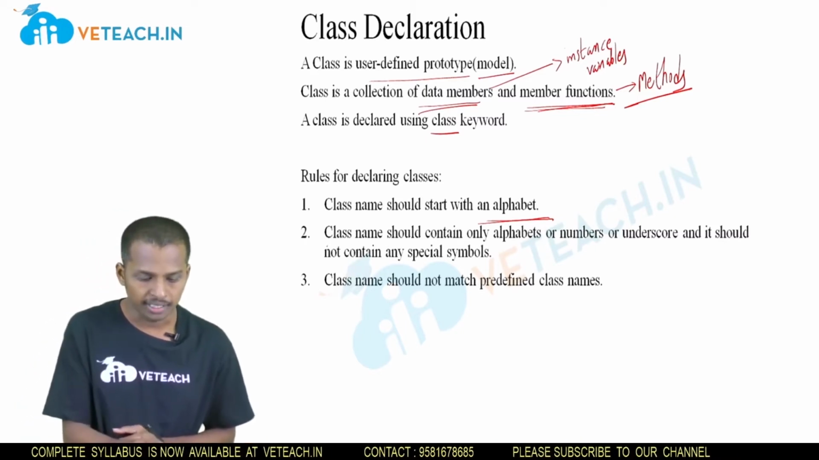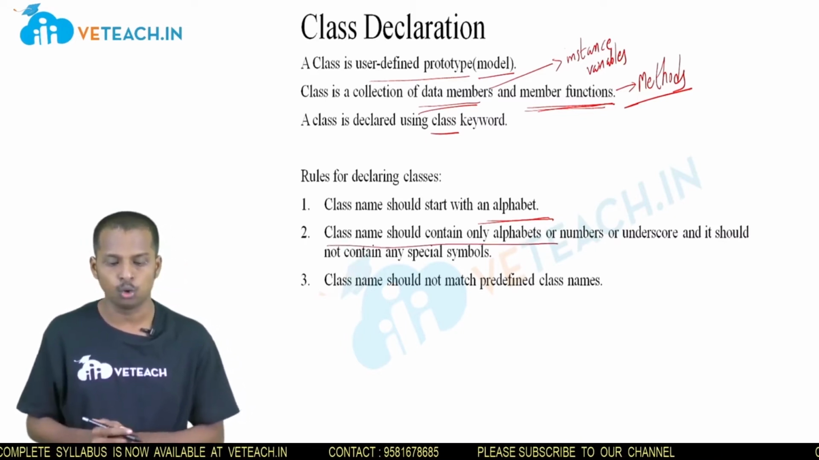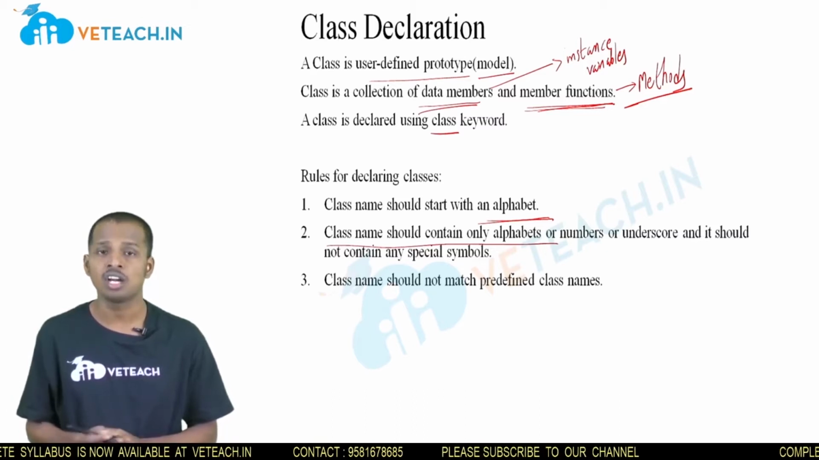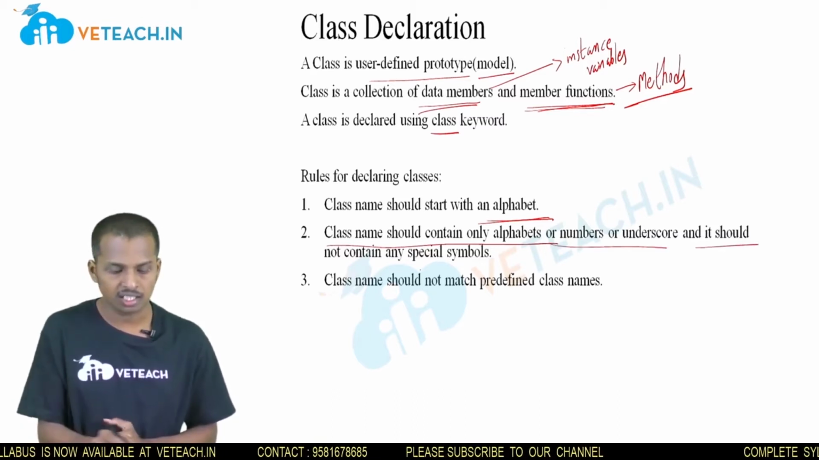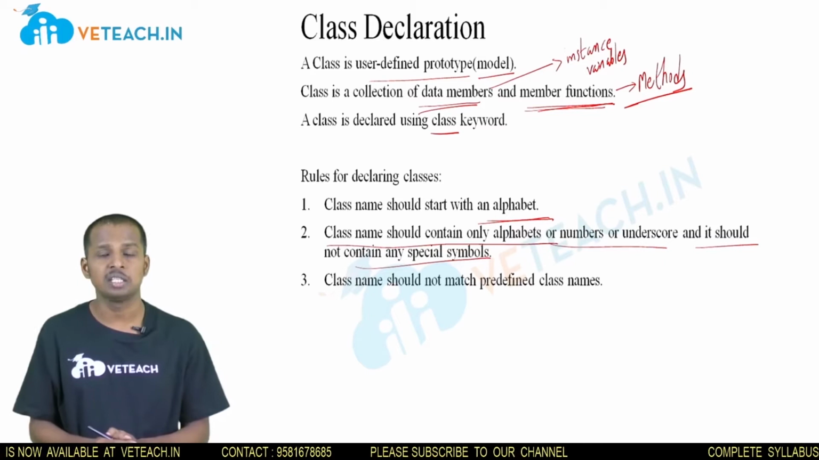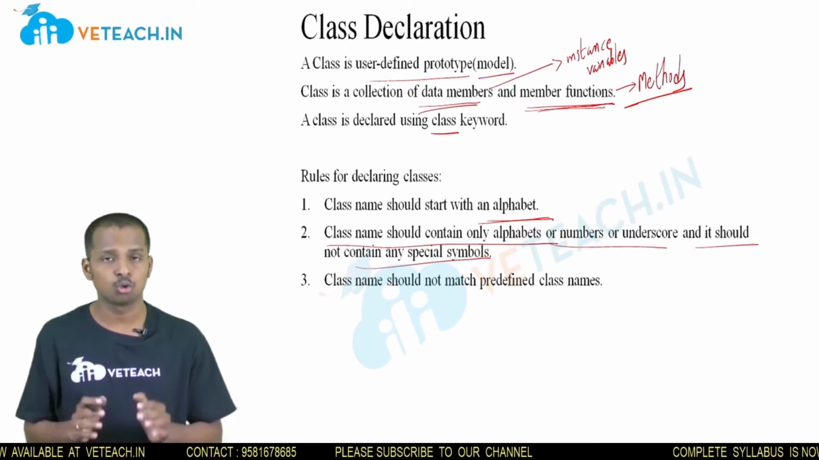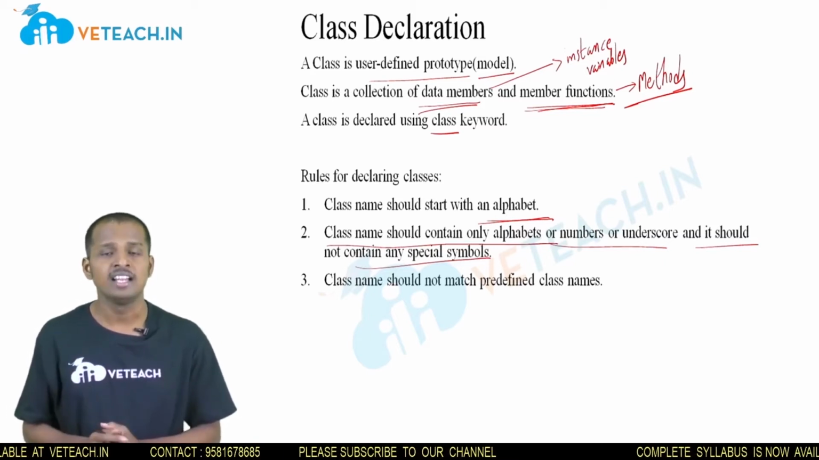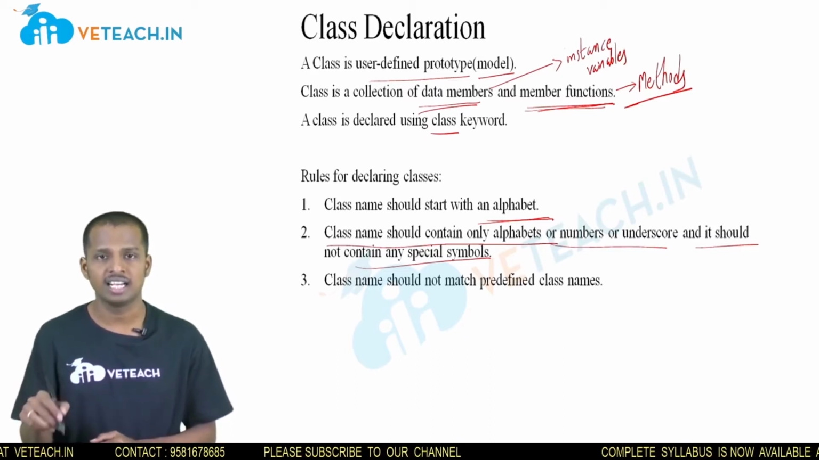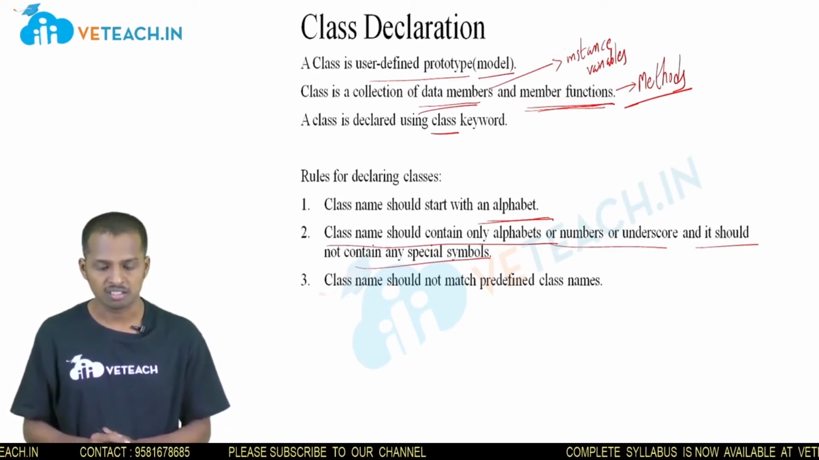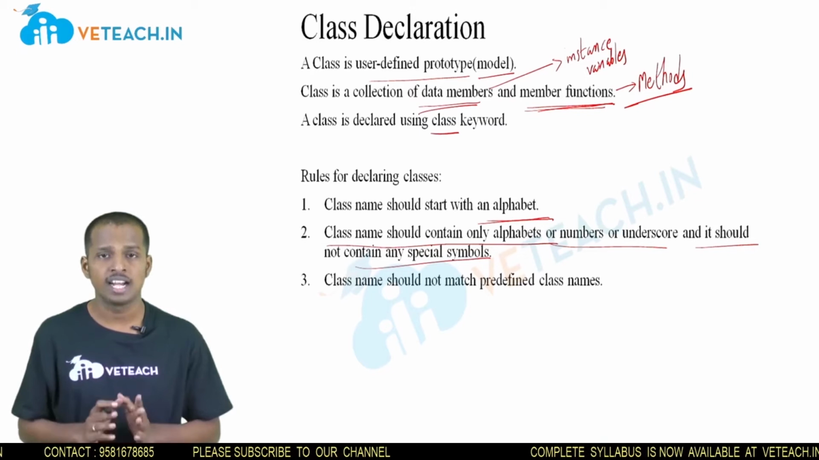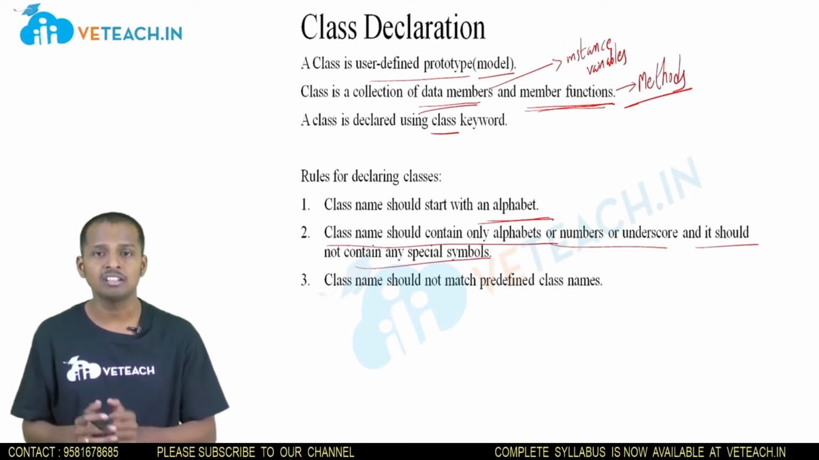The next point is that the class name should contain only alphabets, numbers or underscore. It should not contain any special symbols in the class name, like hyphen, plus, greater than, less than. It should have only alphabets, numbers or underscore in the class names.